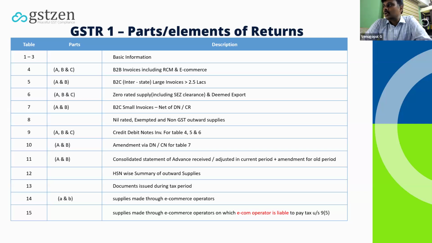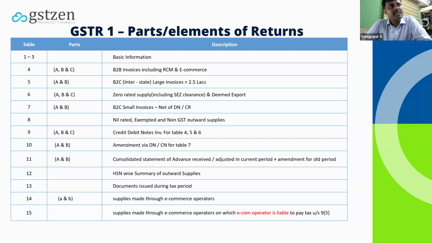Table 9 is debit notes and credit notes, and also amendments to debit notes and credit notes, and amendments to tables 4, 5, 6 where you have done invoice line-wise reporting. Table 10 is amendment to table 7, which is B2C reporting. Table 11 is 11A and 11B: advances received, advances adjusted. One needs to report in that section. Table 12 is HSN-wise outward supplies. Table 13 is the documents issued during the period.